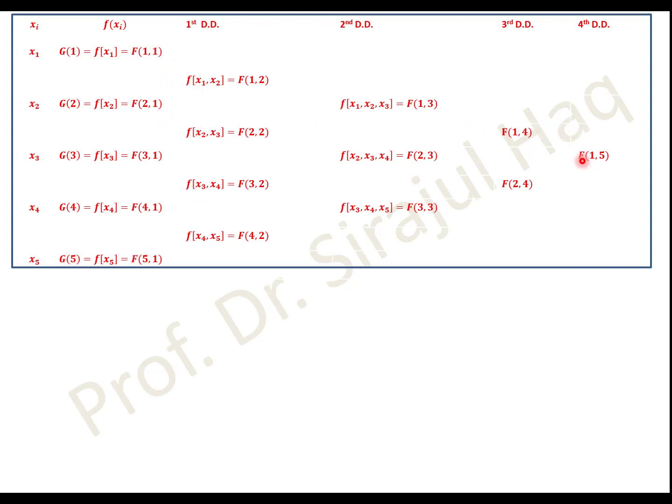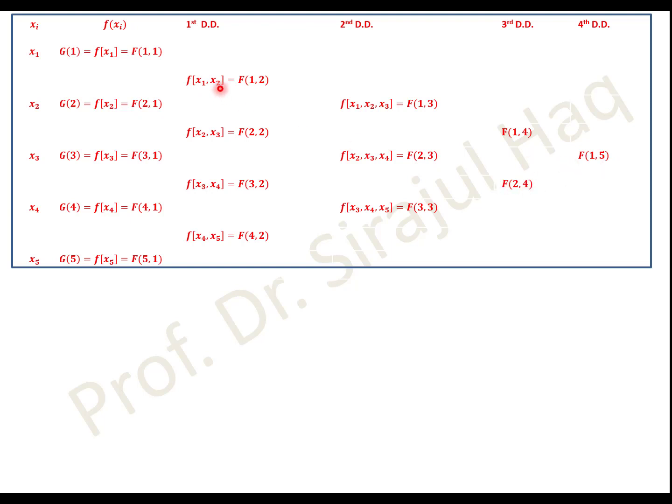I use this notation. I deal with this table as a matrix. This corresponds to the first column, the second column, the third column, the fourth column, and this corresponds to the fifth column. First row, second row, third row, fourth row, fifth row. First row, second row, third row, fourth row. First row, second row, third row.